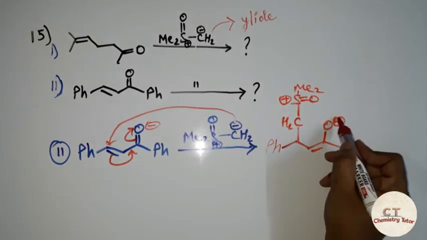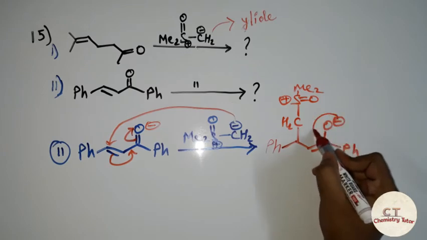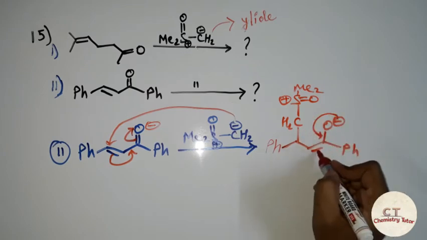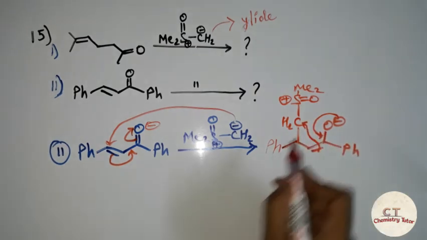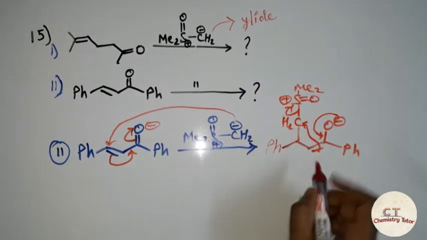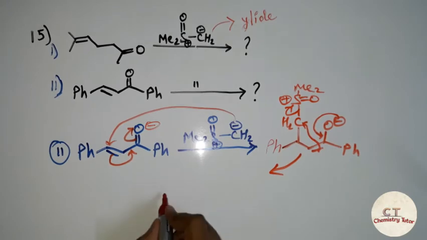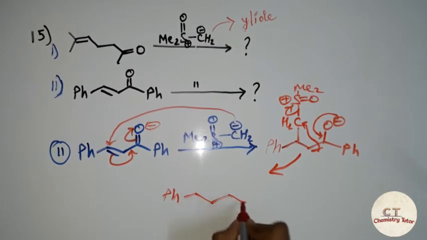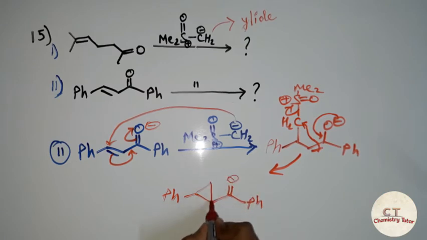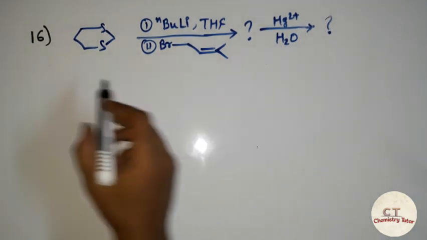In the next step, this negative charge on the oxygen will again come back, and this pi bond is again going to attack the carbon atom, and this group will leave. Okay, and we'll get our product: a cyclopropane is going to form. This double bond O, pH, and a cyclopropane will form. Move on to our next question.